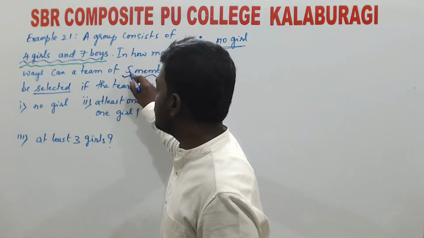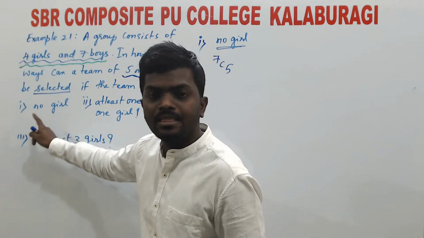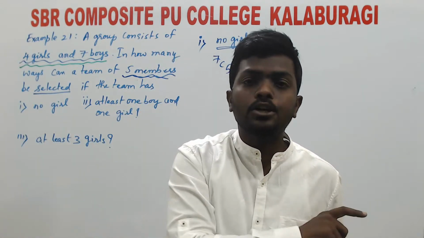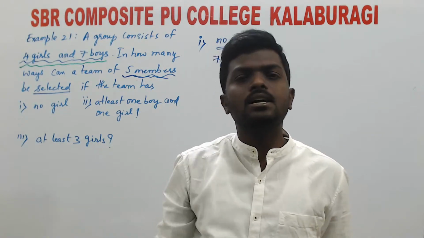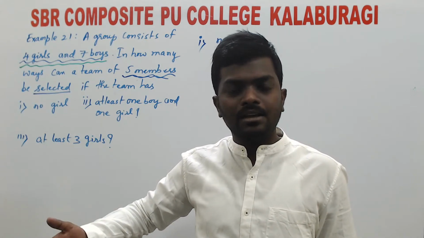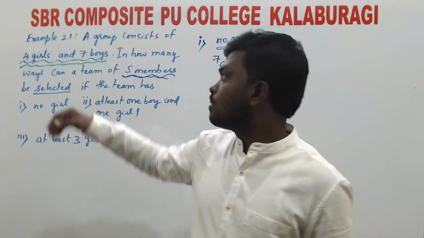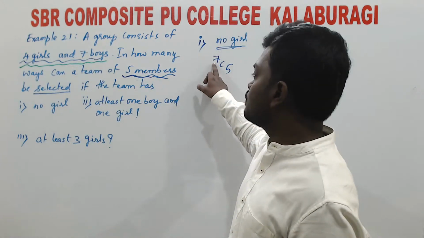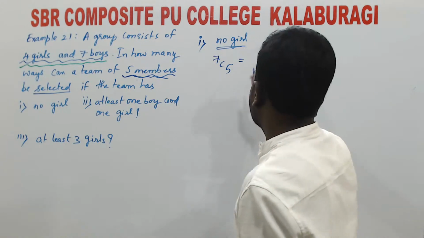So in the team of 5 members, there should not be any girls. Means I shouldn't pick any girls at all, right? Our question is to frame a team of 5 members, so that 5 members will come from where? Boys. So how will you do this? 7 boys taking 5 at a time. Is that clear, students?